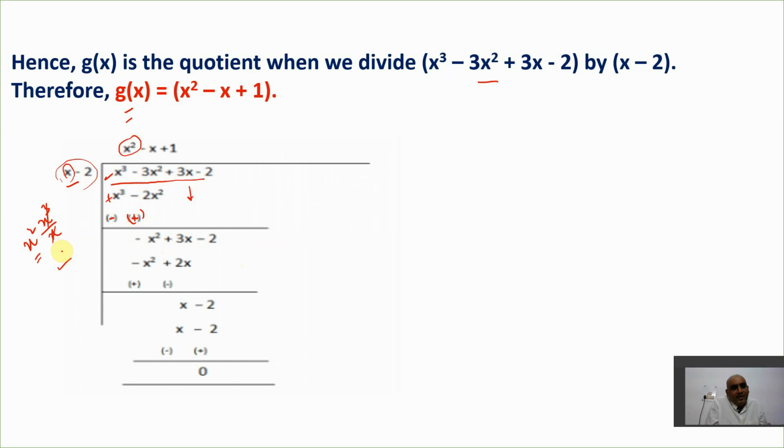And when will it be completed? When the remainder becomes 0. When the remainder becomes 0, then we'll get the exact divisor. This will be the exact divisor which divides the dividend, because the remainder has come 0. I hope you get this point.